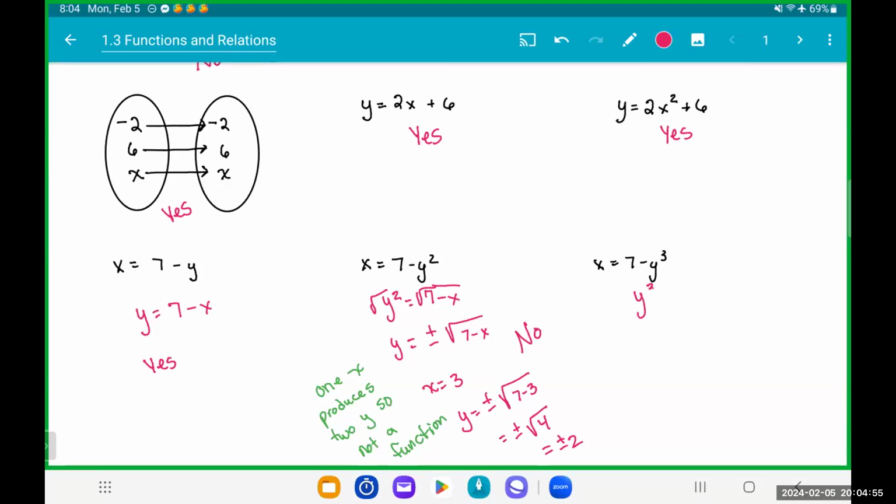This last one, we end up with Y cubed equals 7 minus X. We take the cube root, and a cube root is fine. That is why it's not like a square root. So a square root, a fourth root, a sixth root, those are going to be not functions, but your odd ones will be functions.